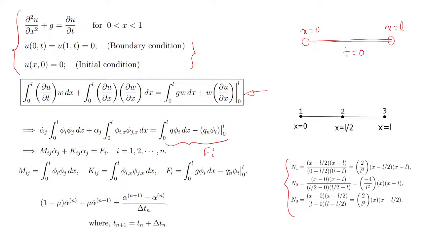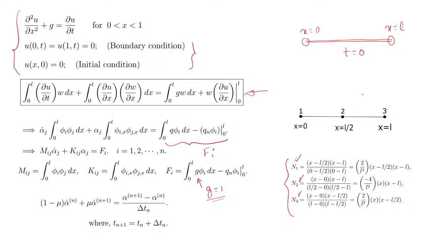All right, so your question is how to evaluate this force term. So as you can see here, for this particular problem it is very easy, because I have said that the heat generation term is G equal to 1, so this is constant. And phi I we have already defined. N1, N2, N3 we have defined.